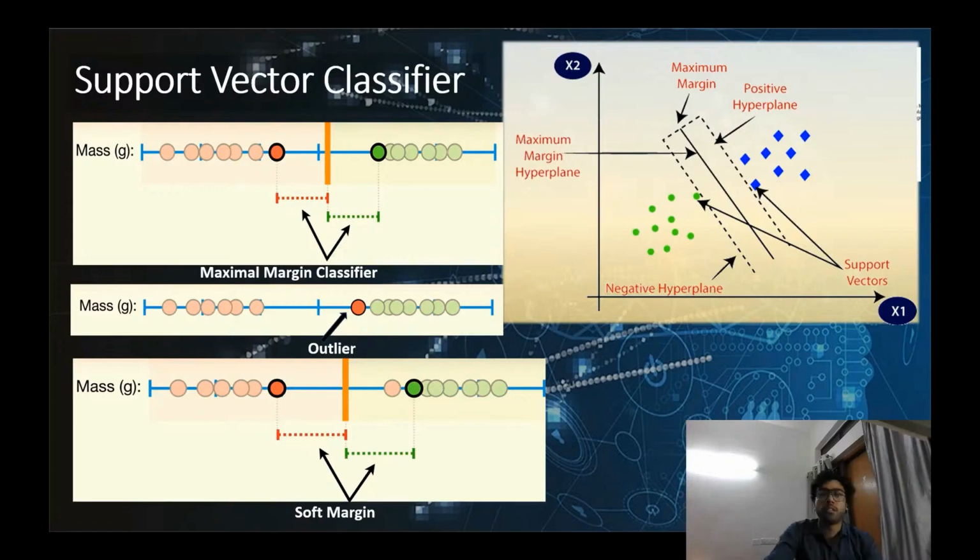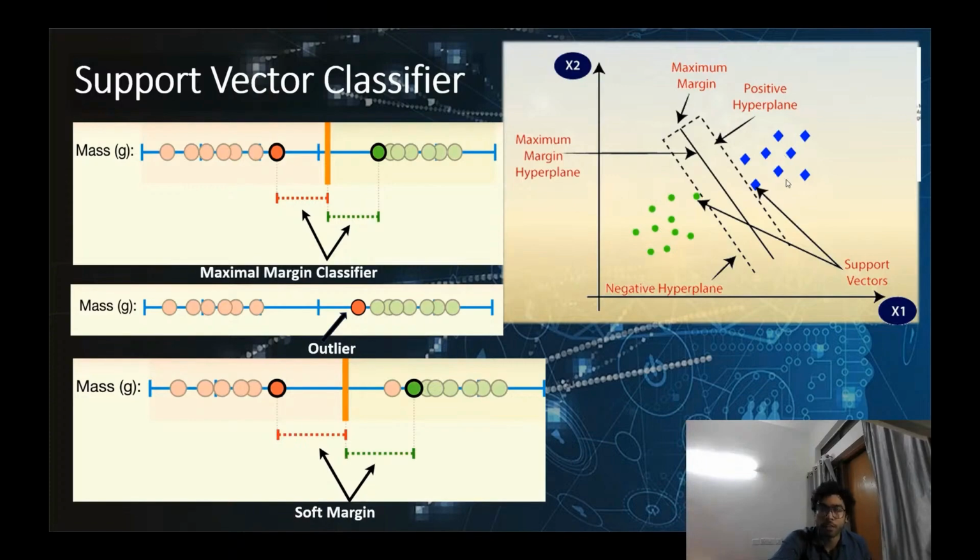Now, let's go into a little more complicated example. Let's say instead of just a weight, you have two features based on which you have to determine your support vector classifier. In this case, you have weight and another could be size. So you have two features, x1 and x2, and your data: these are the green ones, let's say, which are not obese. These are the blue ones, which are obese.